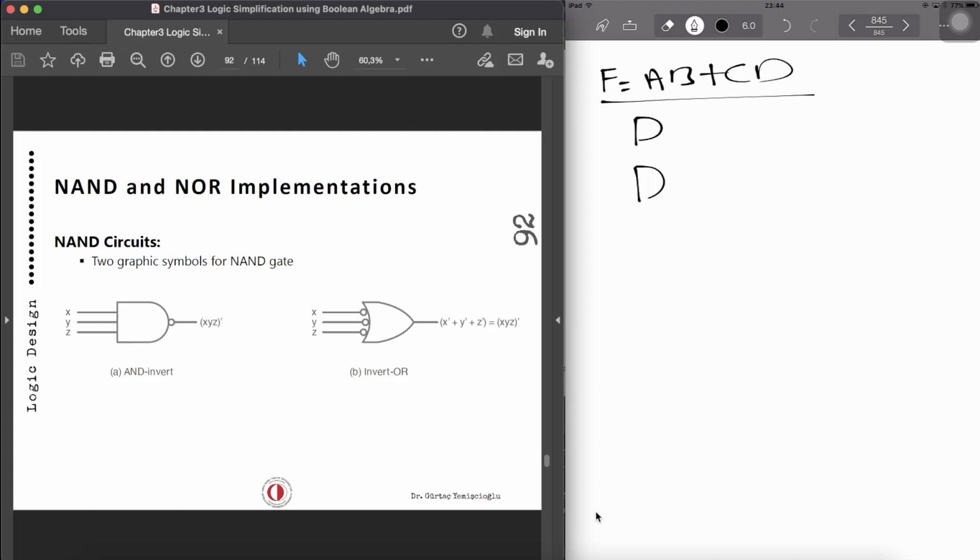And those AND functions are ORed: A, B, C, D, and this is F. This is a typical sum of product implementation, in which we haven't used NAND gates. Now, if you want, we can use NAND gates, and we can convert each AND gate to a NAND gate.